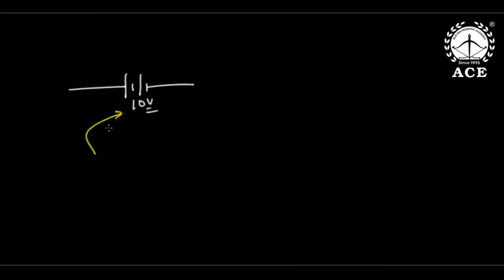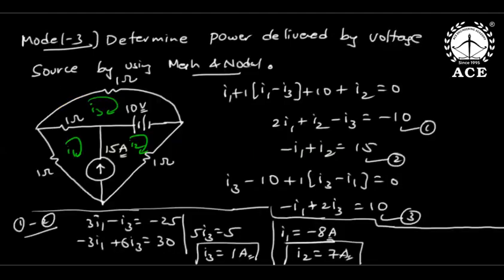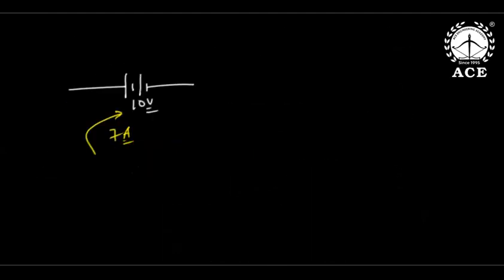Plus 7 means clockwise 7 amperes. And I3, how much did I get? Plus 1. Plus 1 means this is also clockwise 1. Now the difference of current: on the right side, 7 clockwise, and this is clockwise 1. So the difference is 6 amperes entering positive.